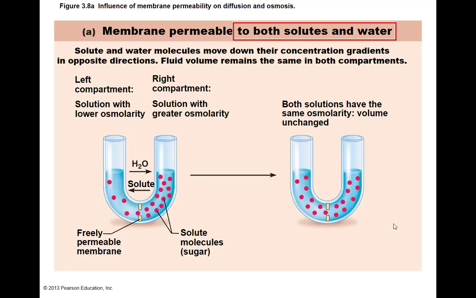Now, what can happen? If I have this cool little tube, and I put a membrane in it that allows molecules and water to move, which side has more water? What do you think? The left side has more water because there's fewer solutes in it. Which side has more solutes? The right side. Because this allows both of them to move across, if you let them sit there long enough, you'll have an even number of water on both sides and an even number of solutes on both sides.